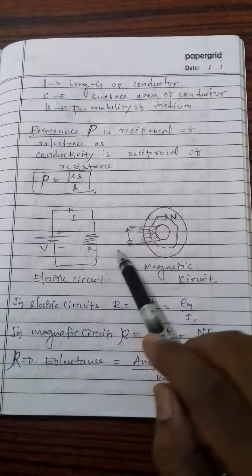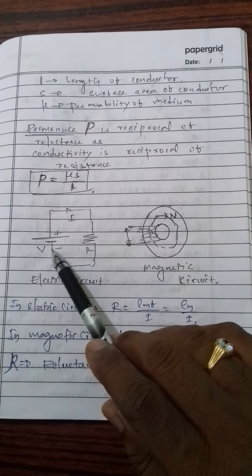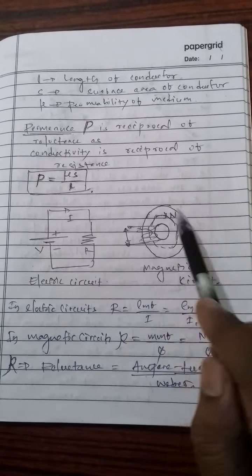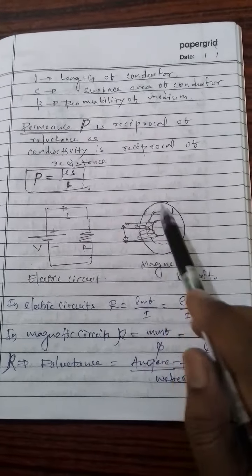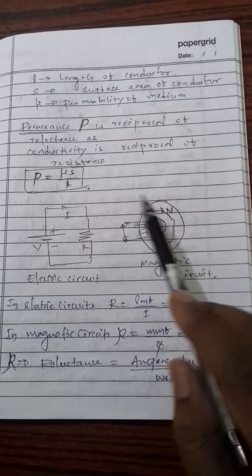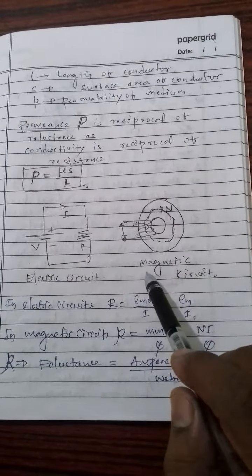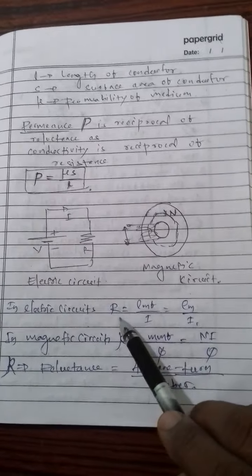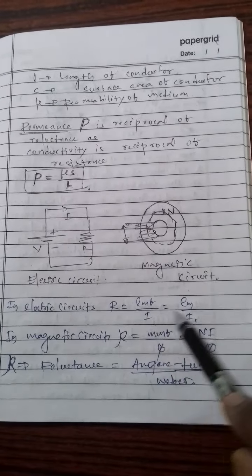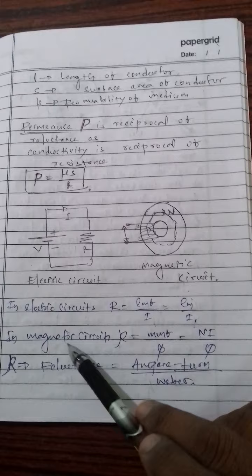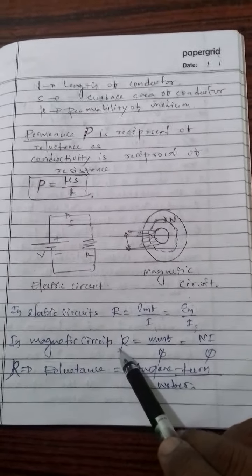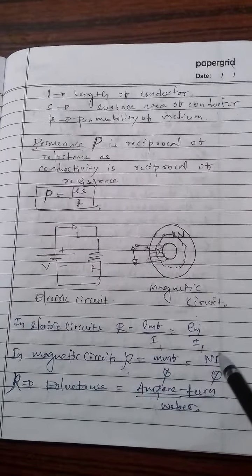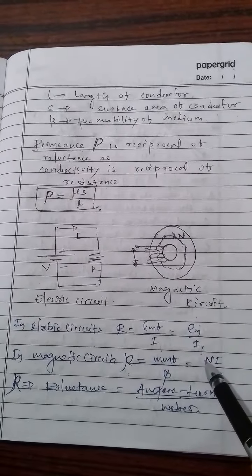So here this one is an electric circuit with V, I and resistance R. Similarly this one is a magnetic circuit, a coil wound around a metallic ring. In electric circuits the resistance is EMF upon I, E upon I. In magnetic circuits the reluctance is equal to MMF upon phi, equal to NI upon phi.